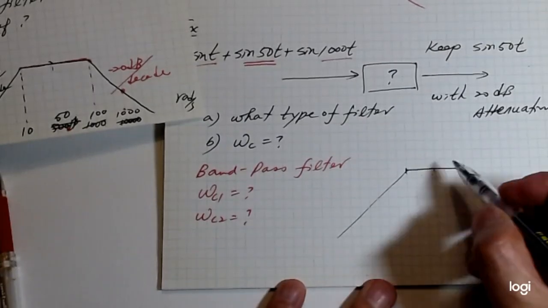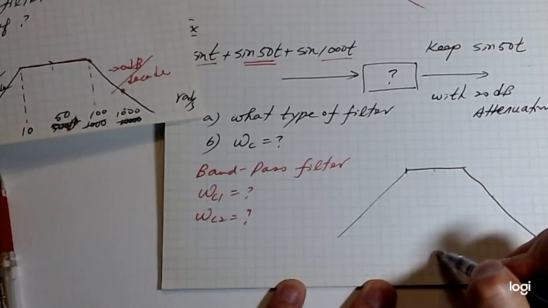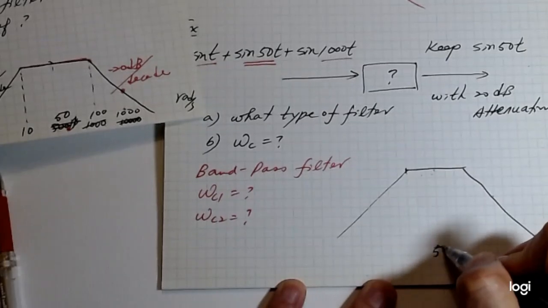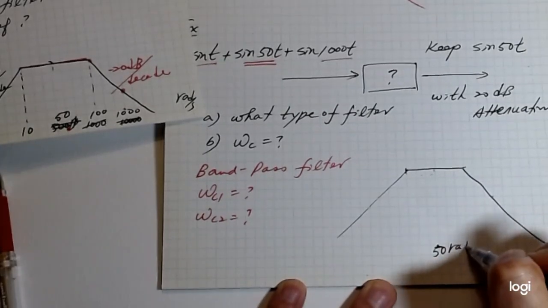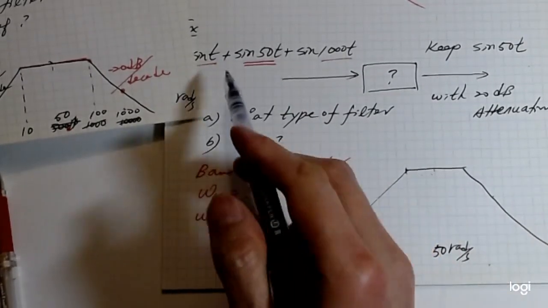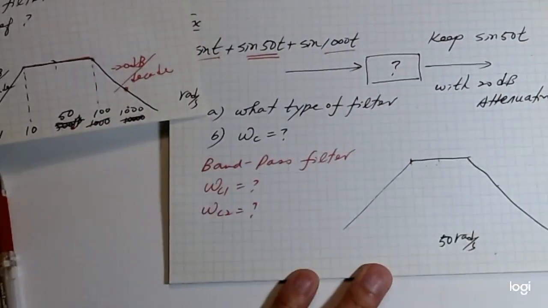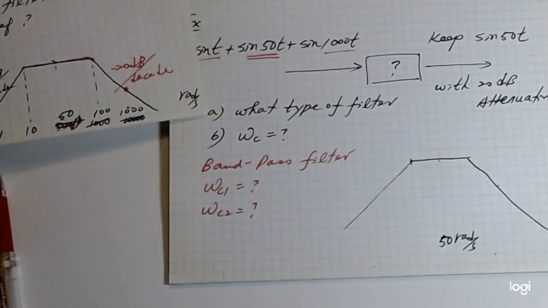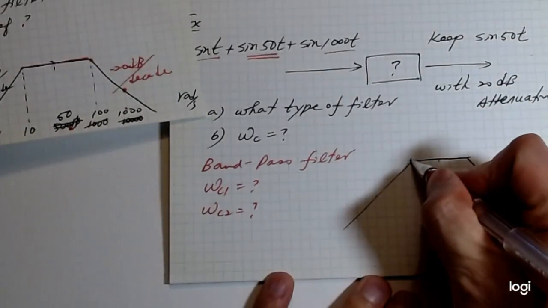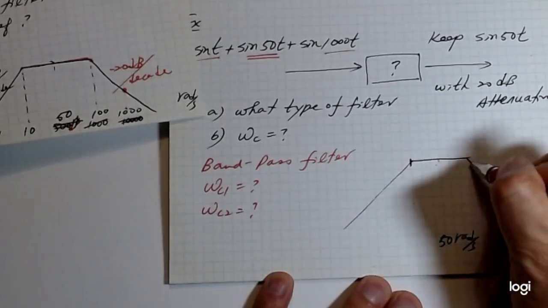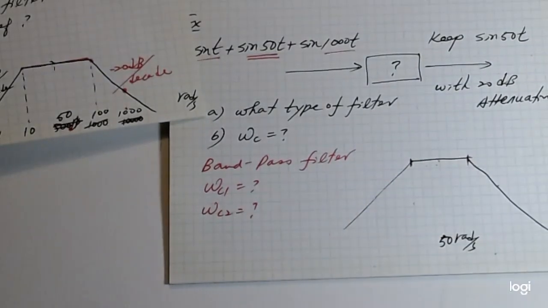Okay, so if I say I have a 50 hertz, 50 radian per second signal frequency, I want to keep this one and reduce this one. So I should have a bandpass filter. What will be the cutoff frequency? In other words, what will be this frequency, and what will be this frequency?